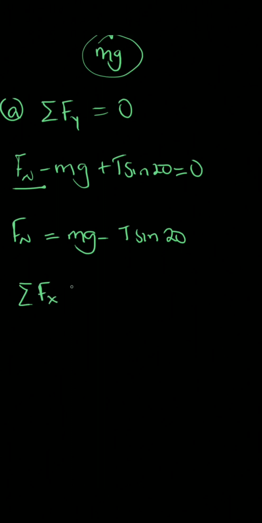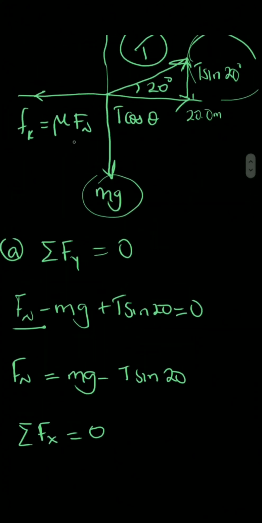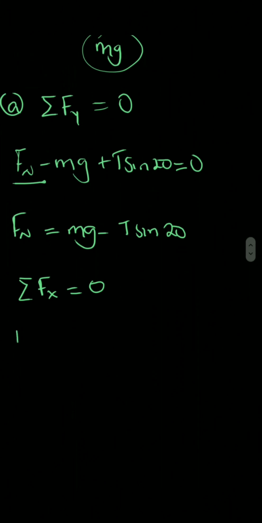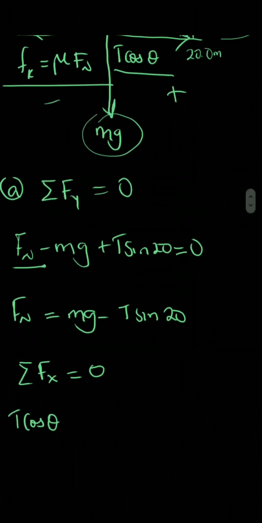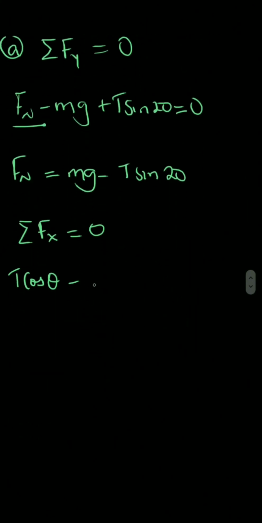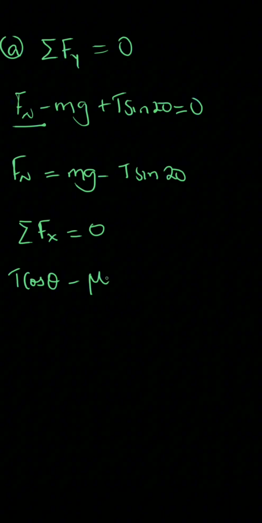Now let's go to the horizontal. We have that also here the net force is equal to 0. So on the horizontal axis, there are only two forces being applied, which is the tension force multiplied by cos theta, which is positive, and the friction force, which is negative. So we're going to say T cos theta, then minus the friction force, which is given as mu, then the normal force.